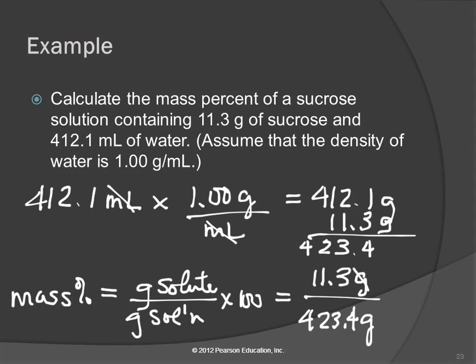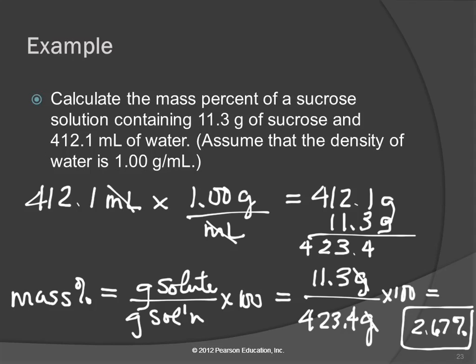These units of grams cancel out. We're multiplying by 100. And we end up with a unit of percent. 11.3 divided by 423.4 times 100. The smallest number of sig figs here is in the 11.3, 3 sig figs, so I'm going to give my answer to 3 sig figs, 2.67. Any questions?